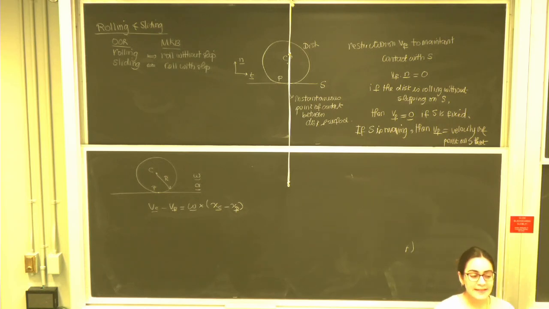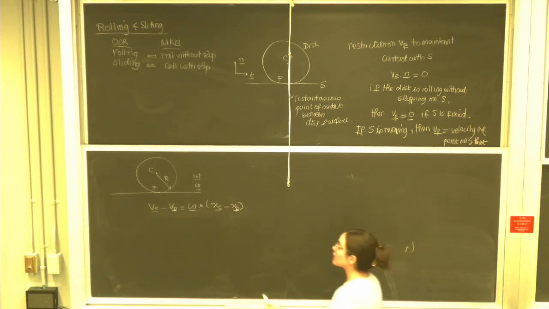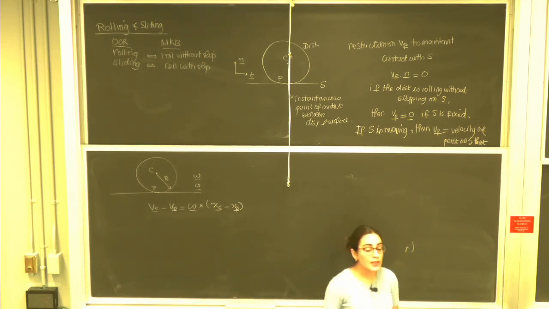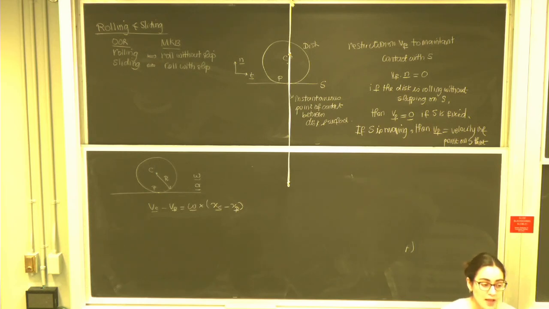Is P a material point on the disk? I defined P as the point that is instantaneously in contact with the surface. So is point P a material point on the disk? No. It's a point that's moving on the disk. It does not belong to its material. If you were to follow the point that was in contact with the surface at this instant, at another instant it would be here. It wouldn't be P. So P is not a material point on the disk, and that makes our analysis a little bit tricky.